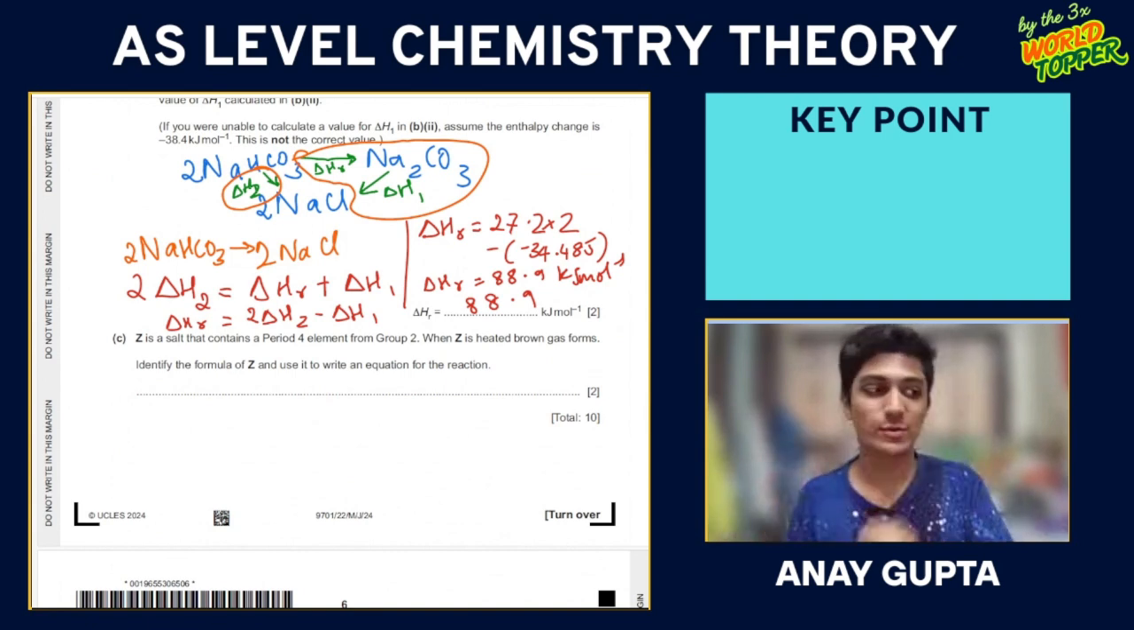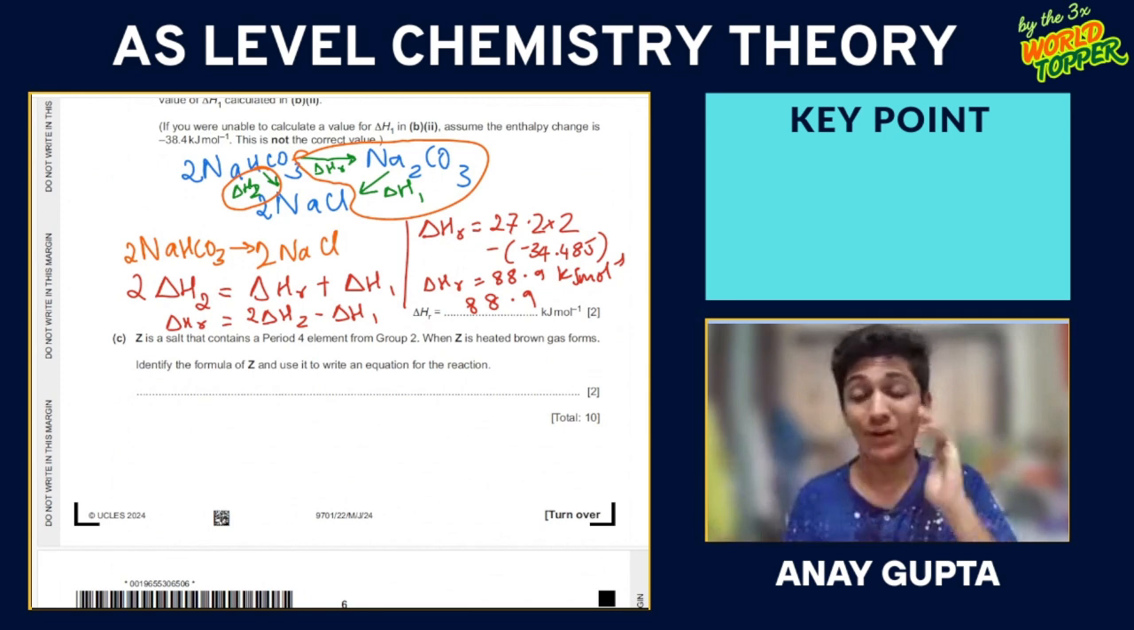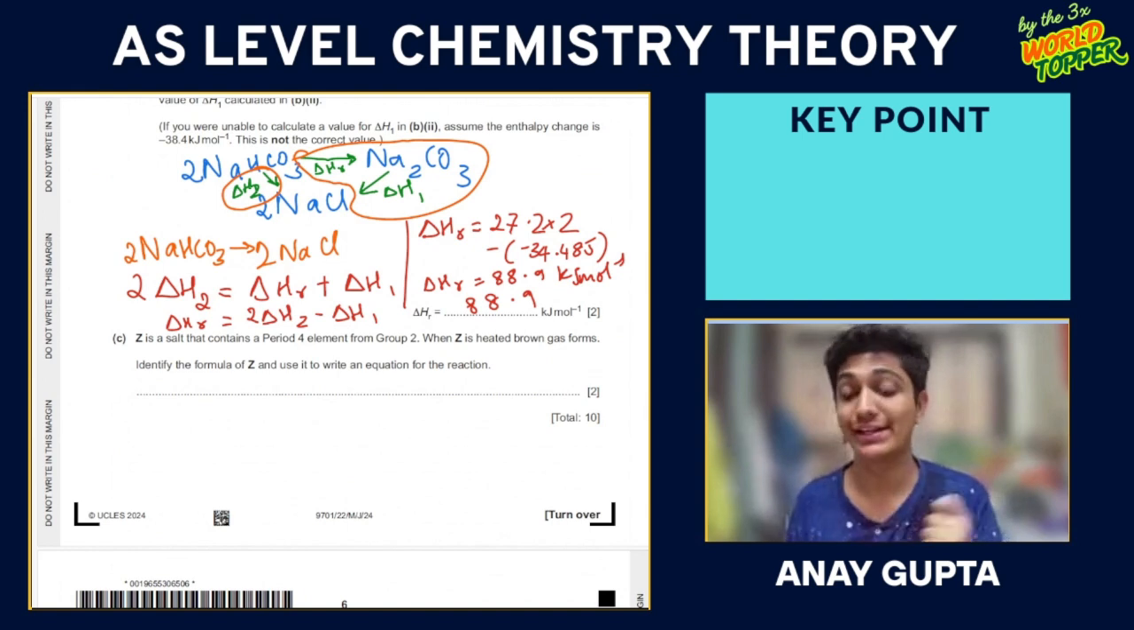Okay, let's solve this question now. Z is a salt that contains a period 4 element from group 2. When Z is heated, brown gas forms. Identify the formula of Z and use it to write an equation for the reaction.